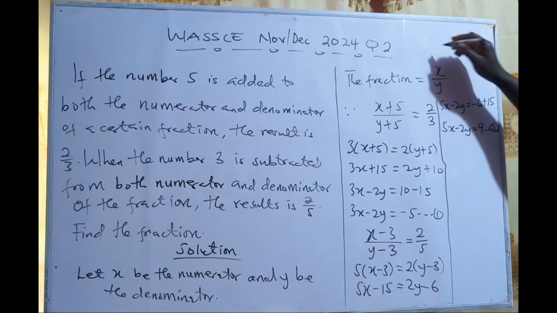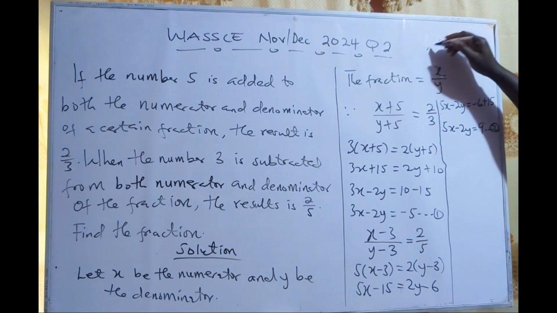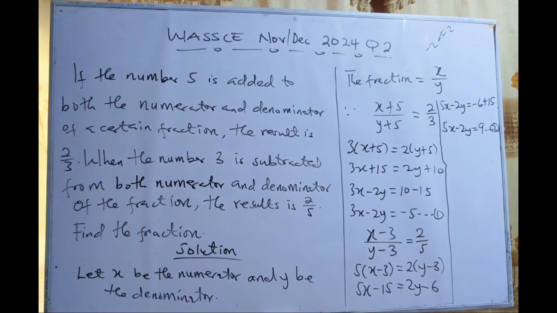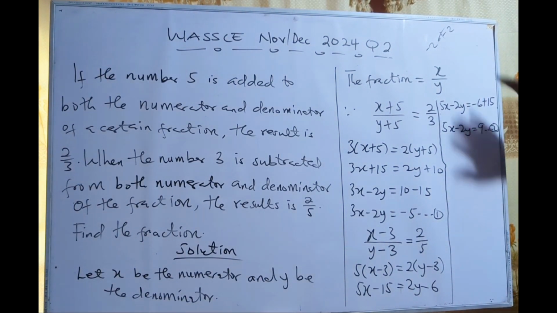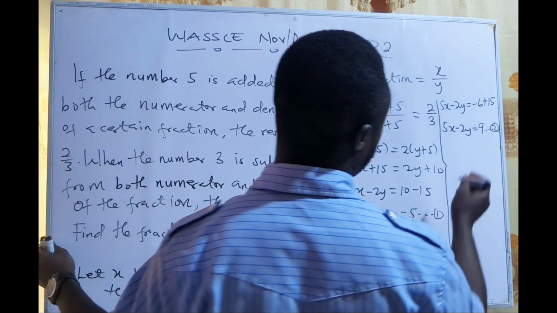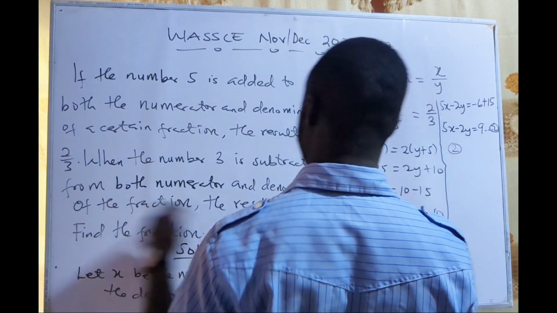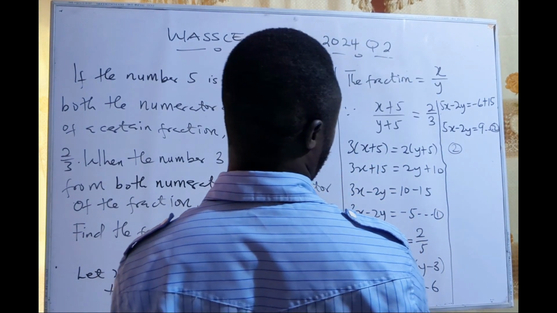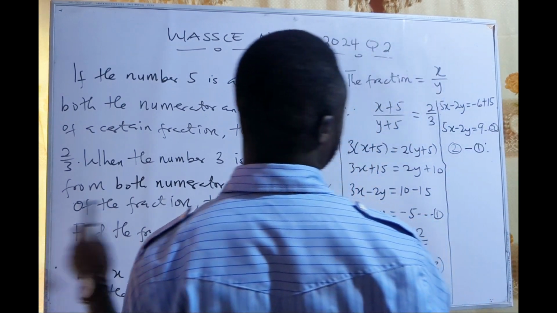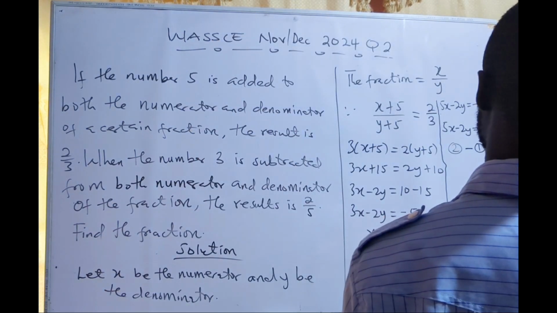Because we have negative 2 and negative 2, negative 2 minus negative 2 becomes negative 2 plus 2, and that will be 0. It means that we can eliminate the variable y. So we have to subtract the two equations. You can say equation 2 minus equation 1. Let me do equation 2 minus equation 1.